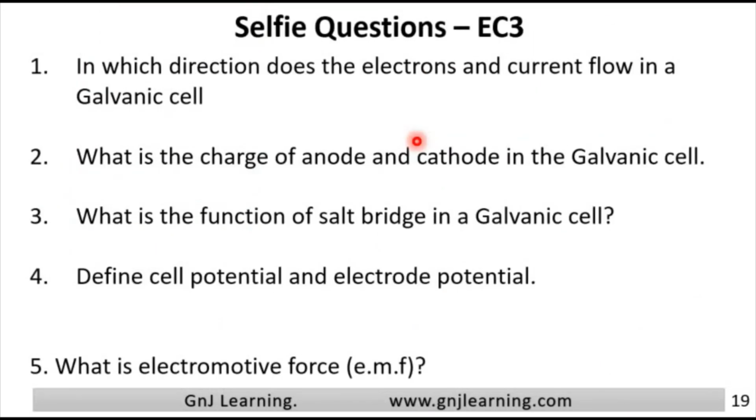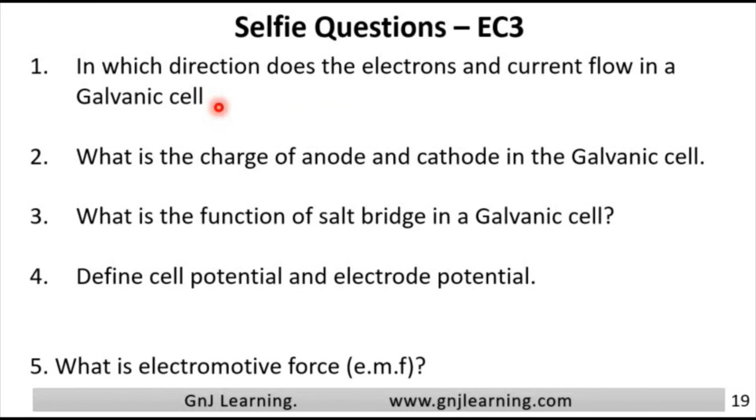We have a few questions for discussion. What you have to do is pause the video, read the questions, and try to find the answers. After that, come back, resume the video, and evaluate your answers. So the first question: in which direction do the electron and current flow in a galvanic cell? I hope you have already prepared your answer. If not, pause the video now, go through the questions, and find the answers. After that, come back and resume. So I am going to discuss each question. In which direction do the electron and current flow in a galvanic cell?